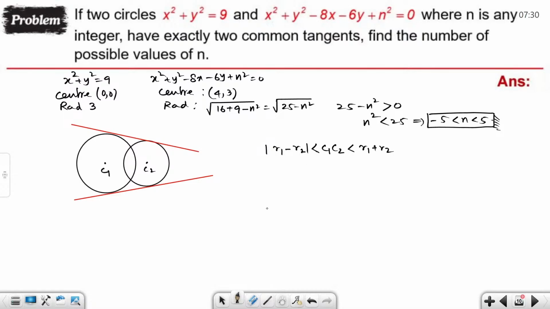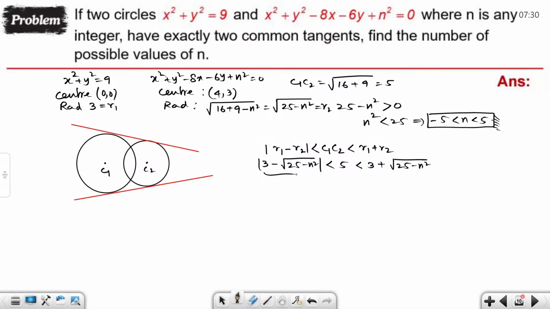This is the condition. So from here we can write, one radius is this one, the other one is this one. So we can write 3 minus this is less than the distance between the 2 centers, C1C2, which is root over of (4 minus 0) whole square plus 16 plus 9. So that gives us 5. Less than R1 plus R2, it means 3 plus root over 25 minus n square. Am I correct?